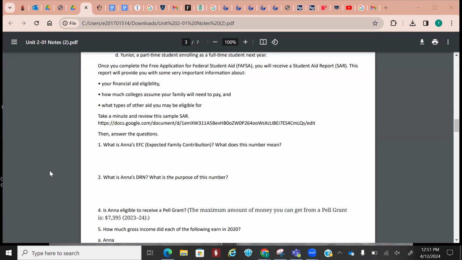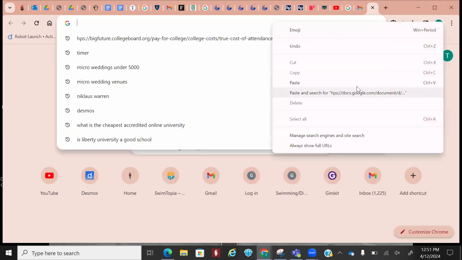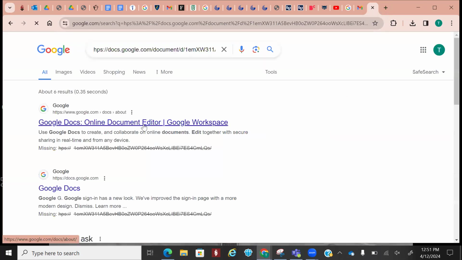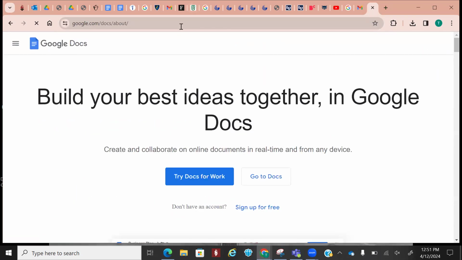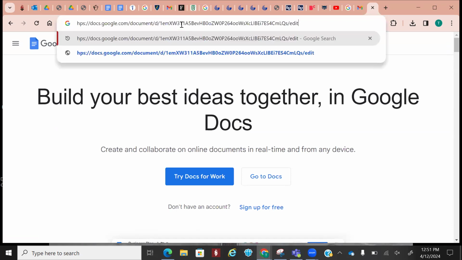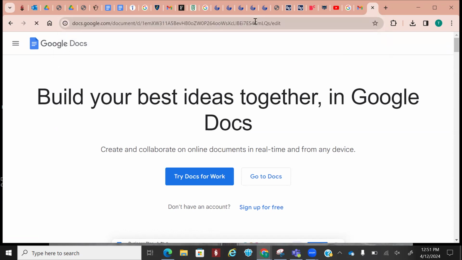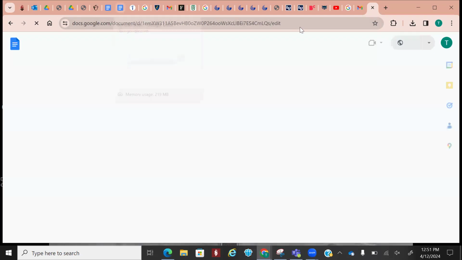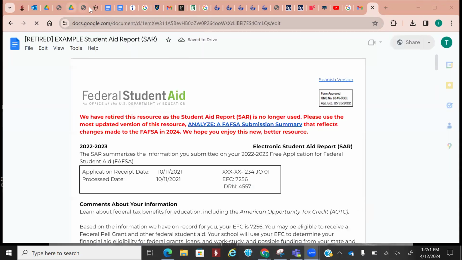So take a minute and review this sample SAR, and we can open this one. Maybe. So let's go here. Sorry, I have 50 million tabs open. Come on, guys. Come on. There we go. Okay, so here is an example.